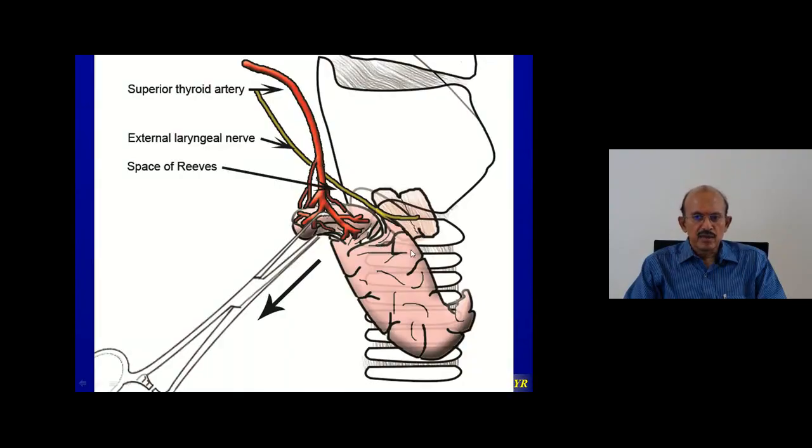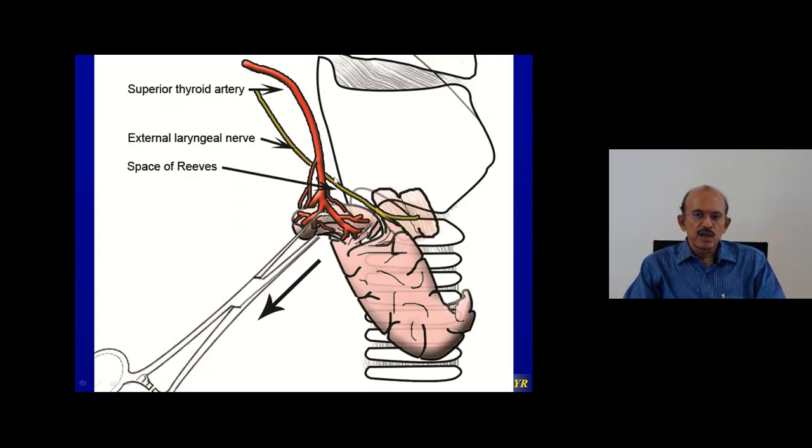So this is the thyroid gland lobe. When you pull the superior pole laterally and downwards, and if you search between the thyroid gland and thyroid cartilage, you will find the external laryngeal nerve deep to the superior thyroid artery, and this is called the space of Reeves.